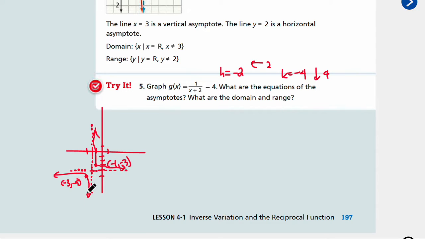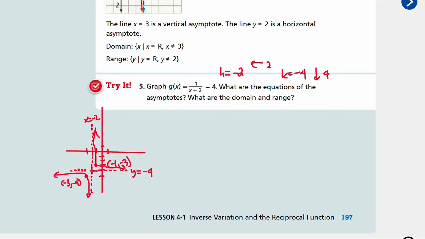It should look like this, approaching the asymptotes here. And your new asymptotes are y equals -4 and x equals -2. And you can already see the relationship between h, k and your new asymptotes, right? They're basically equal to your new asymptotes. So your h and k will tell you your asymptotes as well.